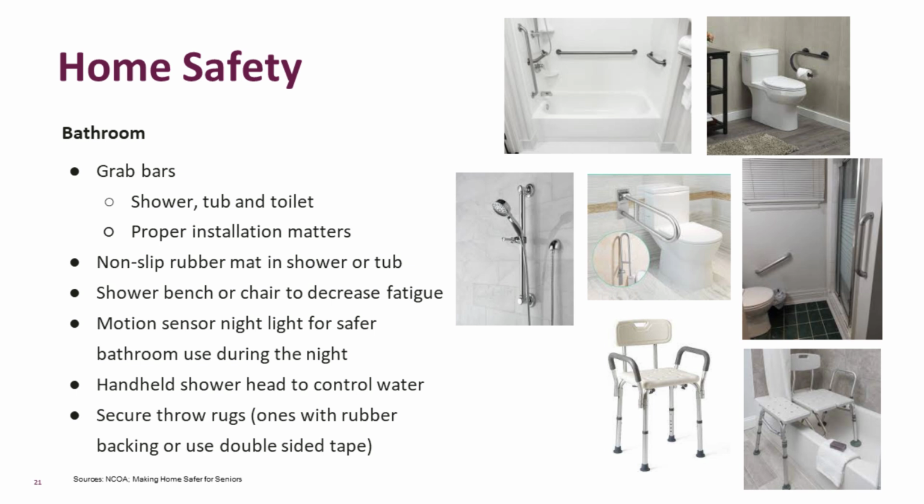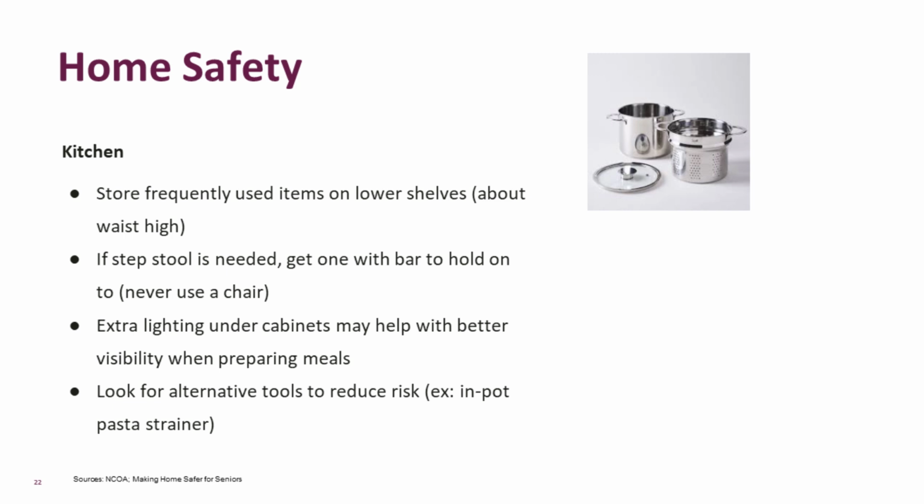And any sort of throw rug in the bathroom, we want to make sure that it's secure to the floor. Maybe choose one that has a rubber backing or use some double-sided tape, again, to secure the rug. So lots of little things you can do in the bathroom to make things a little safer. And then there's the kitchen, and there's some things we can do to make sure that the kitchen is set up for success as well.